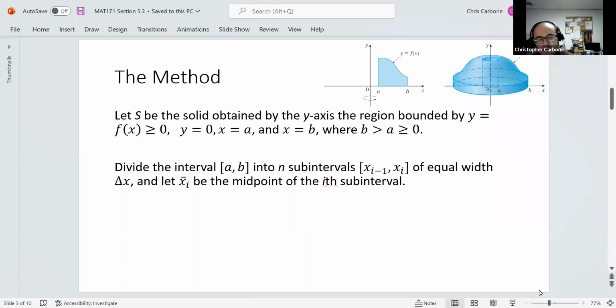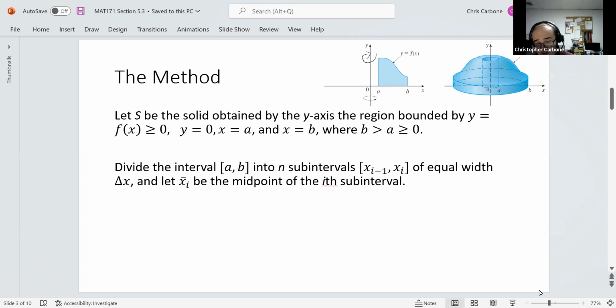So let S be the solid obtained by rotating about the y-axis the region bounded by y equals f of x, which is greater than or equal to 0, y equals 0, x equals a, and x equals b. So we are taking this particular area and rotating it around the y-axis in order to obtain this particular solid, as shown on the graph in the upper right-hand corner.